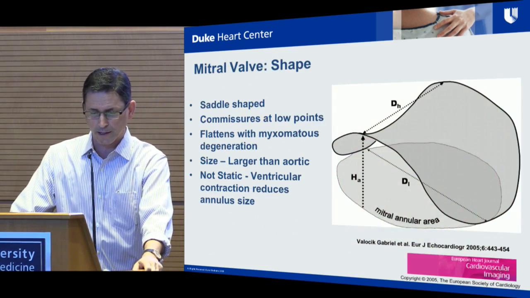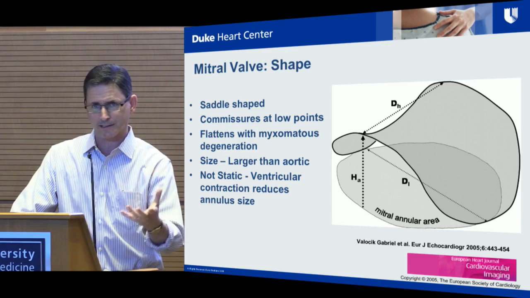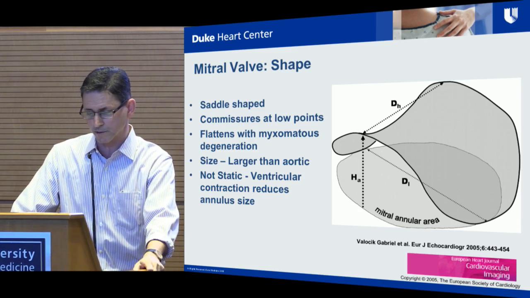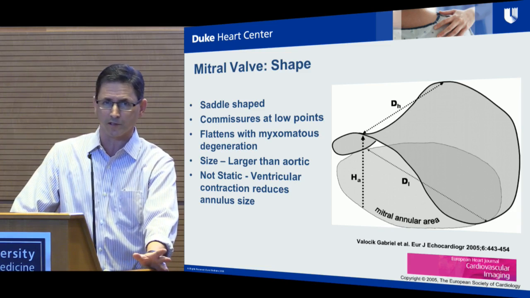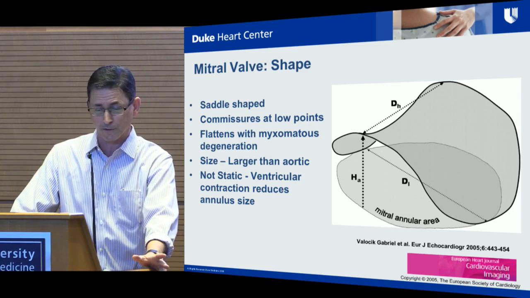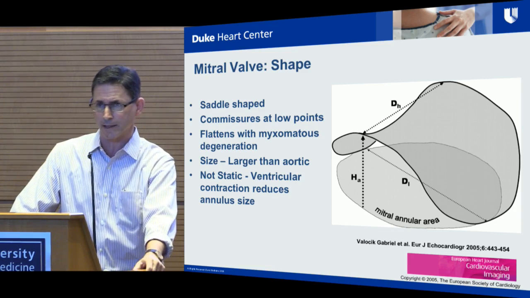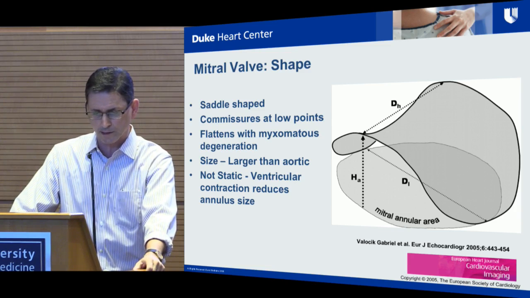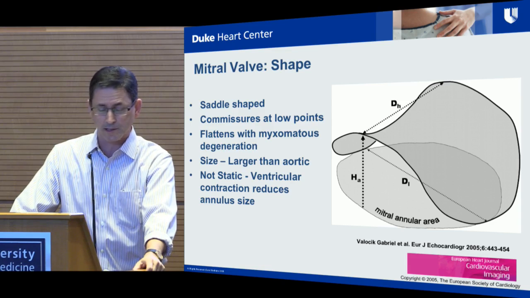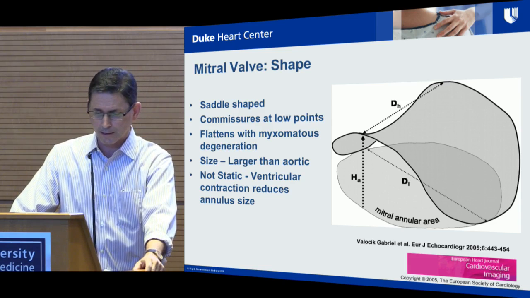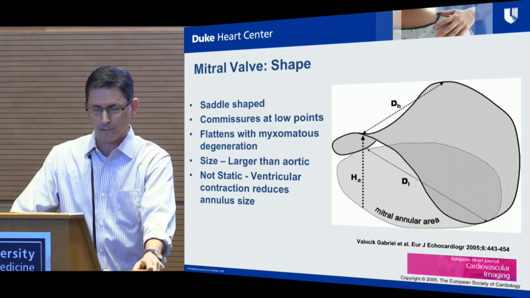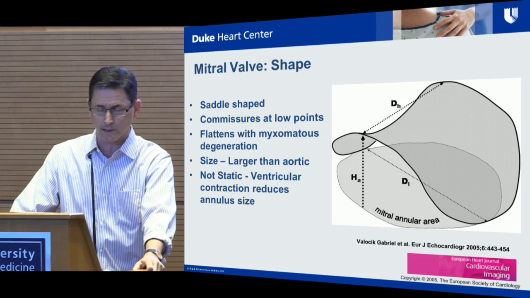The shape of the valve is a saddle, so obviously this is not as easy a location to place a device across and have a uniform fit and function. The commissures are the low points, and the valve shape can vary too. The more myxomatous the valve becomes or floppy, the flatter it becomes. So maybe that end of the spectrum may be more readily dealt with. The size, as said already, is larger than the aortic valve, but it's also not static. During heart function, portions of the annulus actually contract.